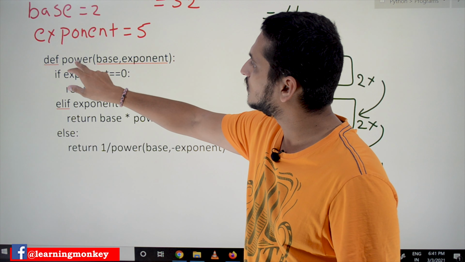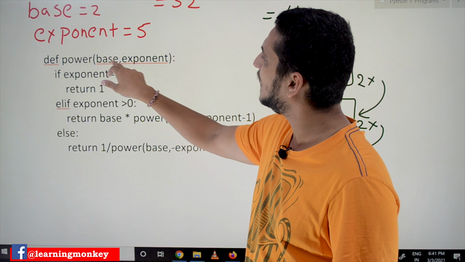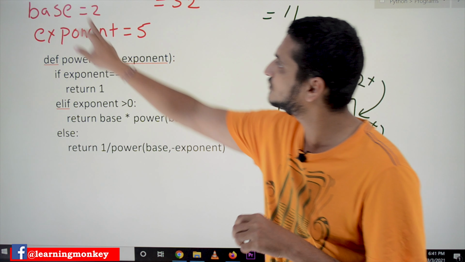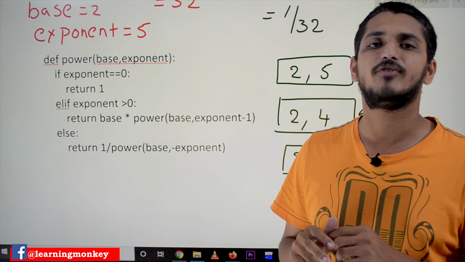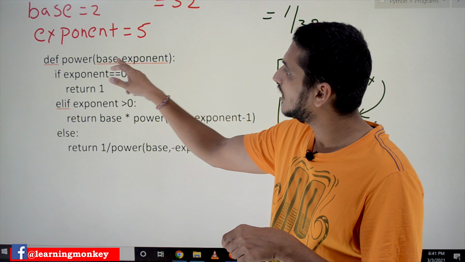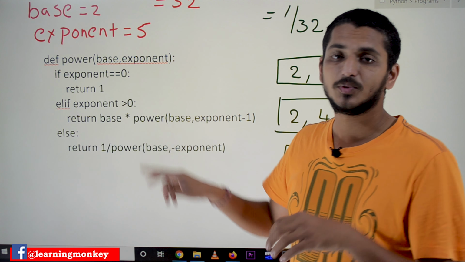The function name here is power, with parameters base comma exponent. We are sending the variables base and exponent. Base means 2, exponent means 5. Base and exponent are local variables to the function. In our previous example we clearly understood what condition we have to write and how to stop the recursive functions. All those things are explained in our previous classes.